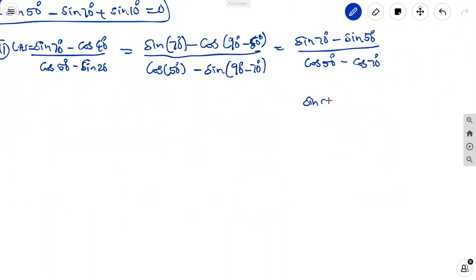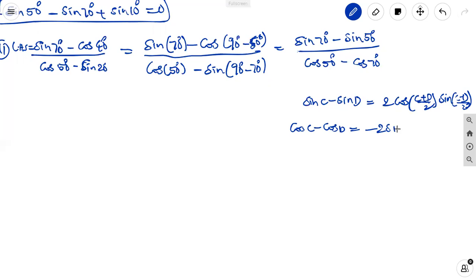Sin C minus sin D is equal to 2 cos of (C plus D) by 2 sin of (C minus D) by 2. If it is cos C minus cos D, it is equal to minus 2 sin of (C plus D) by 2 sin of (C minus D) by 2.